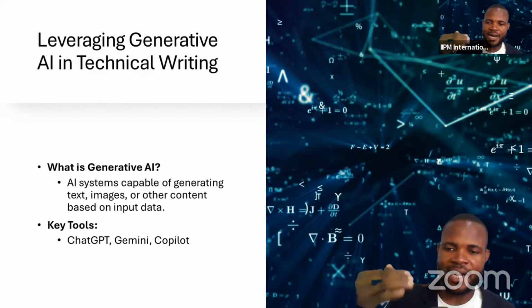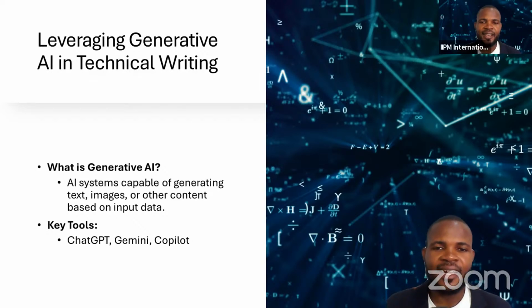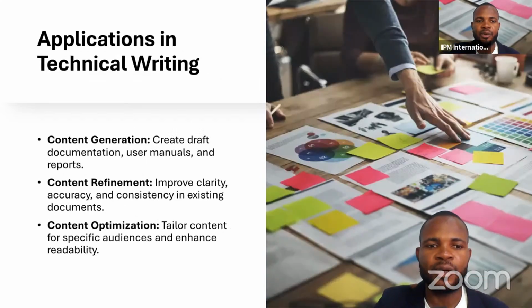A few weeks ago, we had our discussion on generative AI. We said that generative AI is an AI system capable of generating text, images, or other content based on the data inputted into it. And the key tools that we've been looking at are ChatGPT, Gemini, and Copilot.